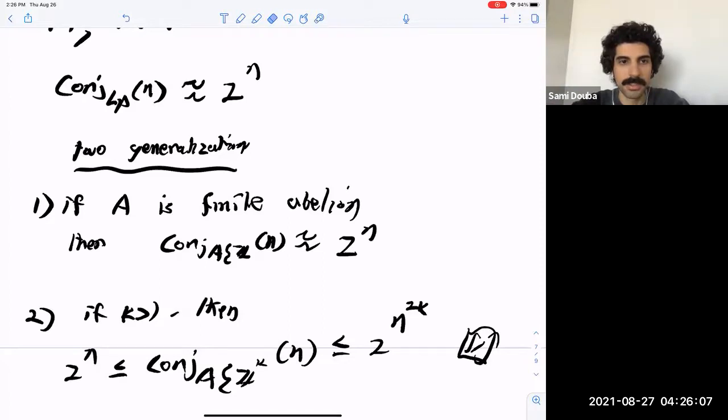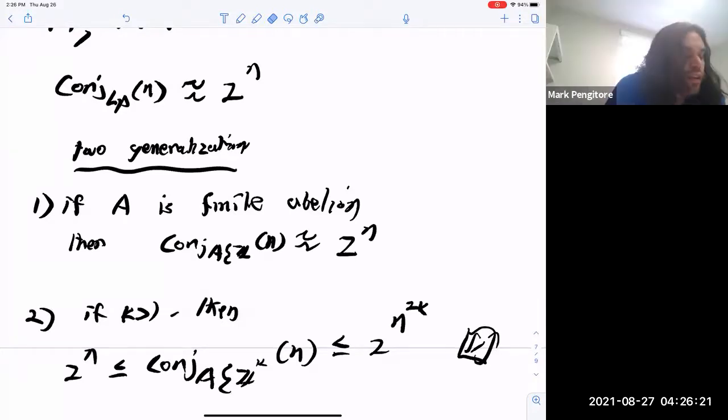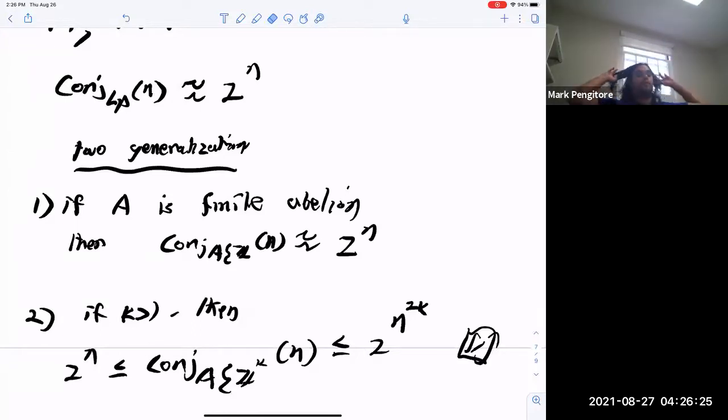You mentioned that you had a reason for believing that the conjugacy function for non-virtually nilpotent polycyclic groups is exponential. Yeah, what you want to think is this. It's heavily related to the algebraic properties of a polycyclic group that's not virtually nilpotent.